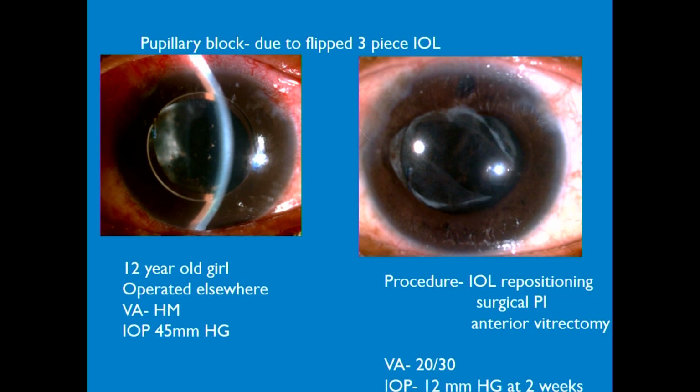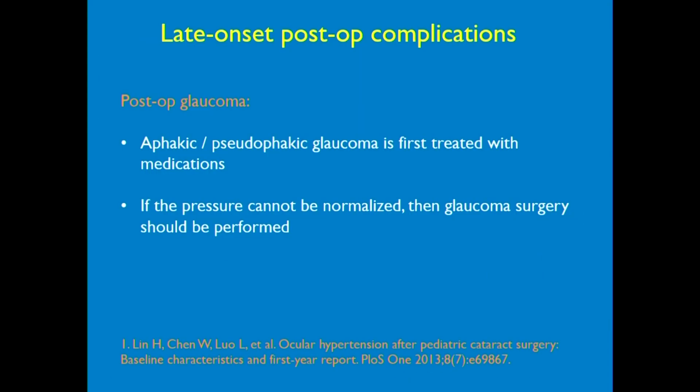So what we did was we did a PI, surgical PI, and importantly, we did an IOL repositioning. So we flipped it back and put it in the sulcus. She continues to do well. Last when I saw her, she had finished 4 years of follow-up, and at that time, thankfully, she was doing okay. So how do we manage these cases?